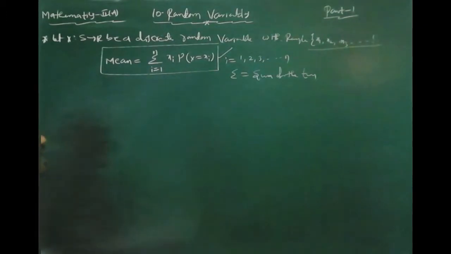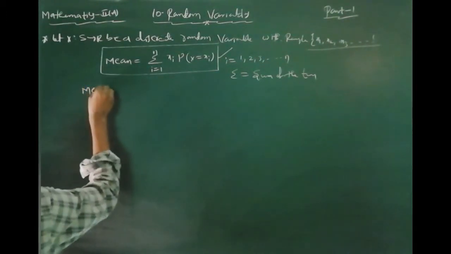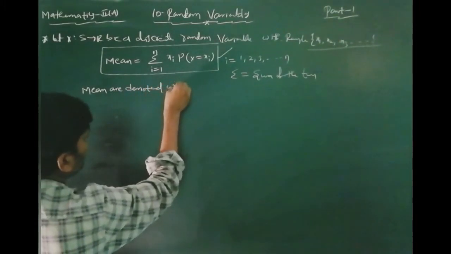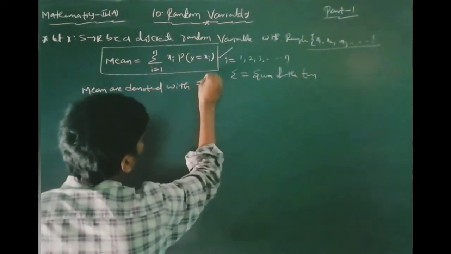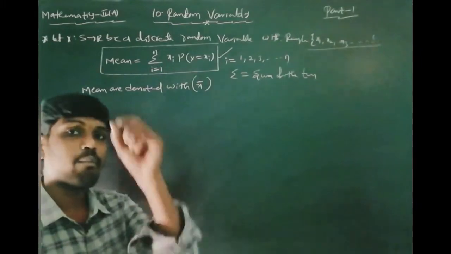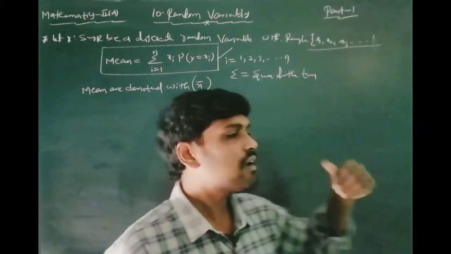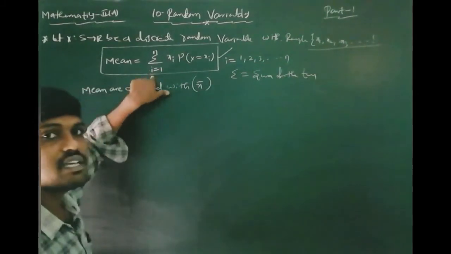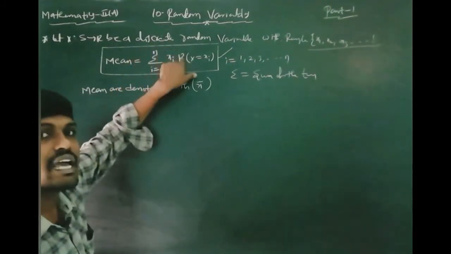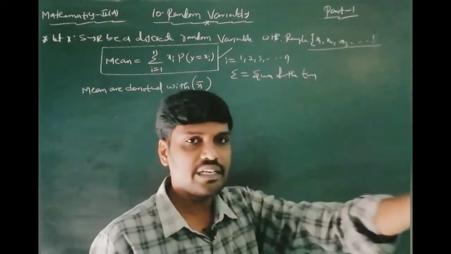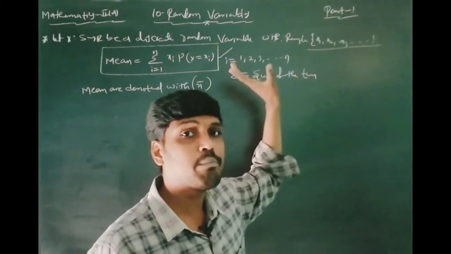Here mean is denoted with x bar. This is a very important point. Mean is denoted with x bar. X bar equals, what is that formula? Summation of i equal to 1 to n, xi into P of X equal to xi. Mean is completed. This is a very important formula.